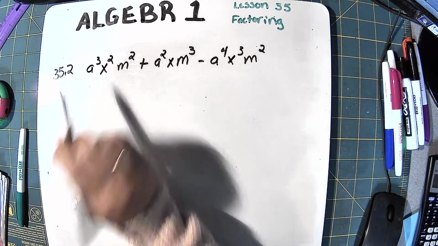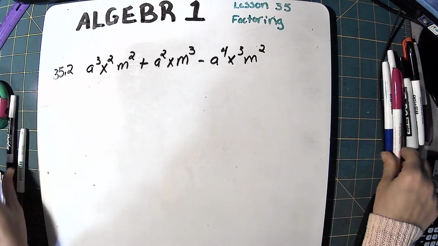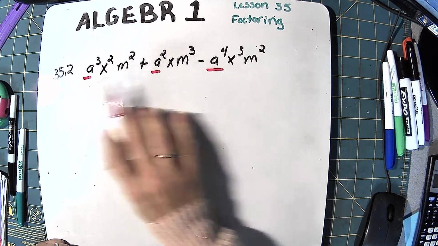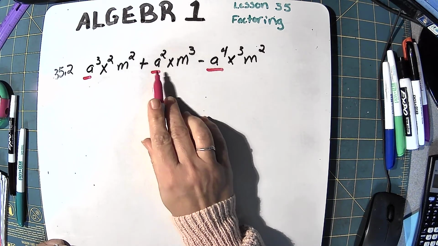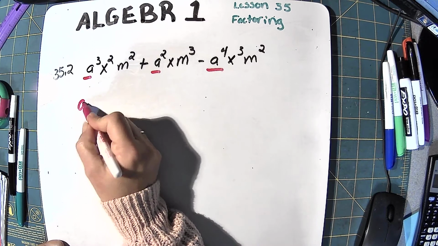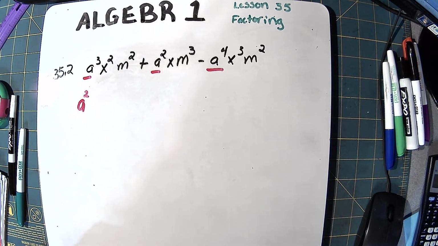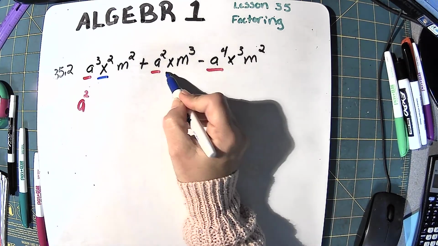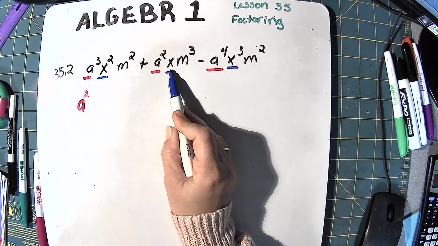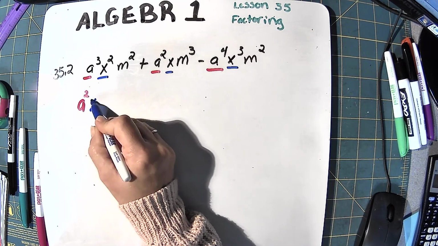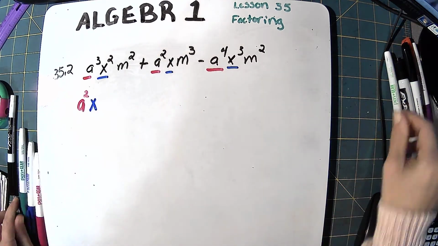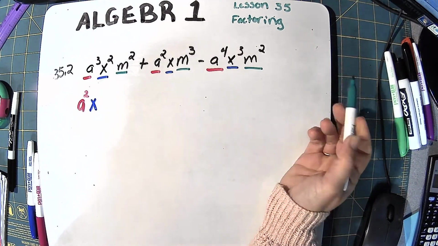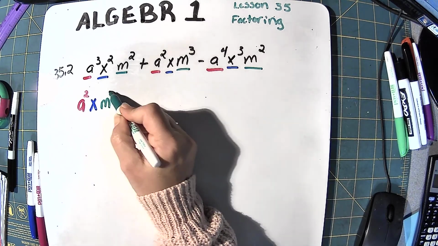So here for a, I have a to the third, a squared, a to the fourth. I'm just going to look at these and say they all have at least 2. You just go with the lowest number. So that'll be a squared. Okay. Now for the x's, x squared, x to the third. The lowest number is just 1. So I'm just going to go x. And now for the m's, I've got m squared, m to the third, and another m squared. My lowest number is m squared.